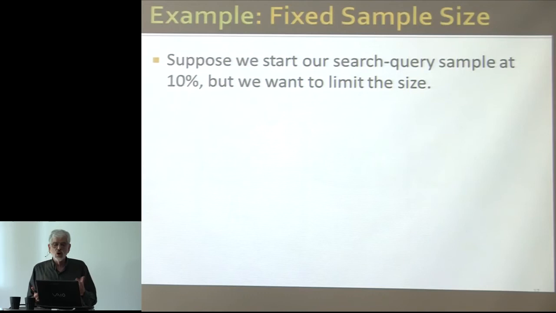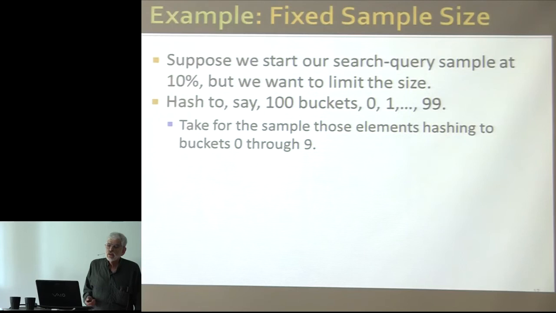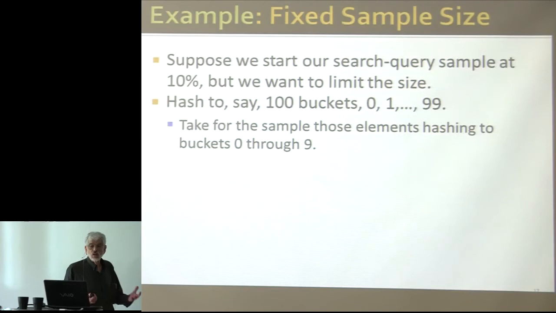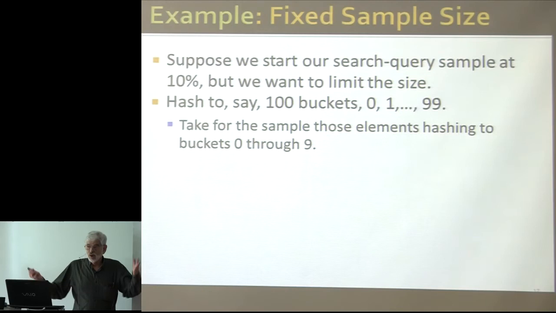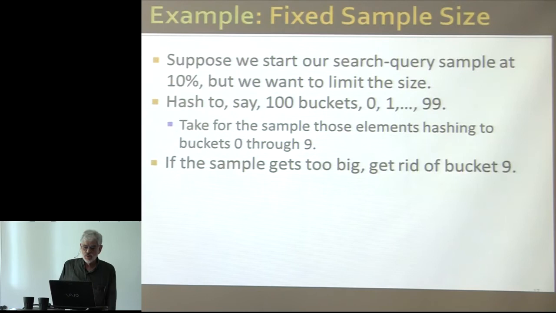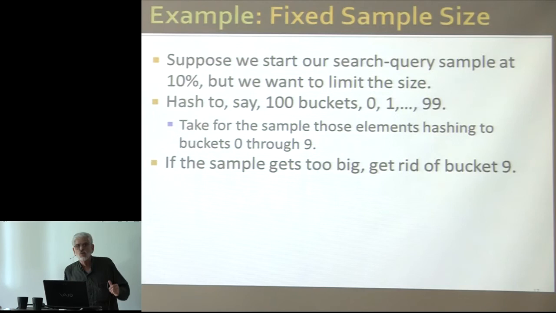Okay. Then let's say I hash to 100 buckets. Again, I want a 10% sample, so I'll take buckets 0 through 9. Or I could pick any 10 buckets I liked, but let's just say 0 through 9 to be concrete. Now, suppose the sample is too big at some point. So now I say, oh gee, I really shouldn't have taken all 10 of those buckets. Let me get rid of one of the buckets, say bucket 9.